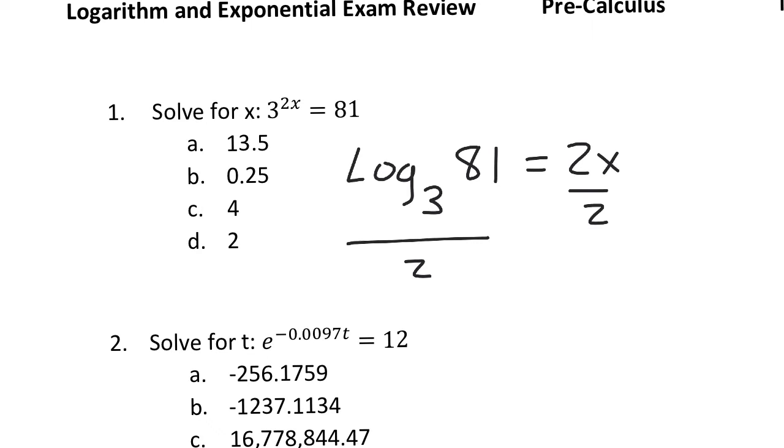So log of 81, if I do the old calculator here, divided by log of 3, divided by 2 is 2.